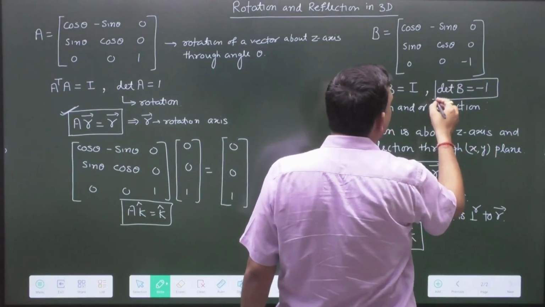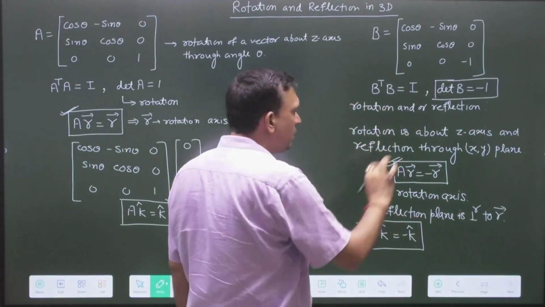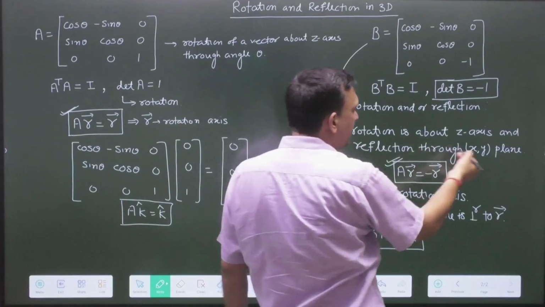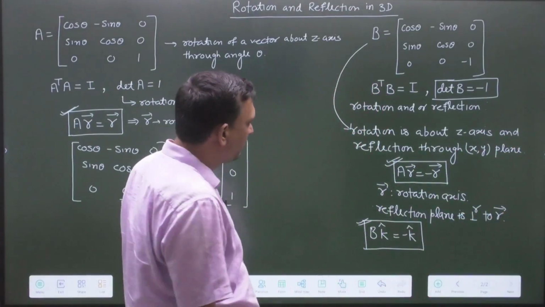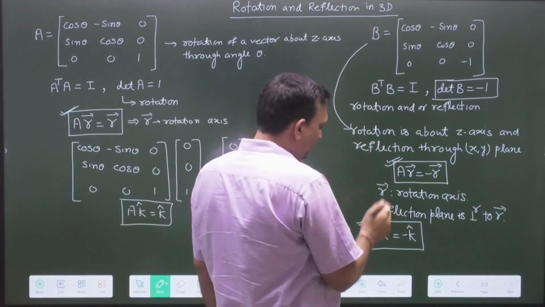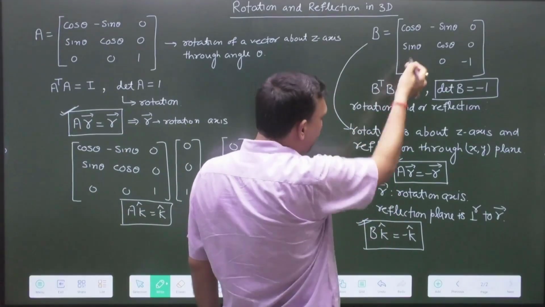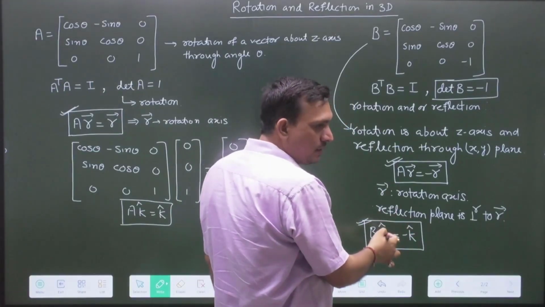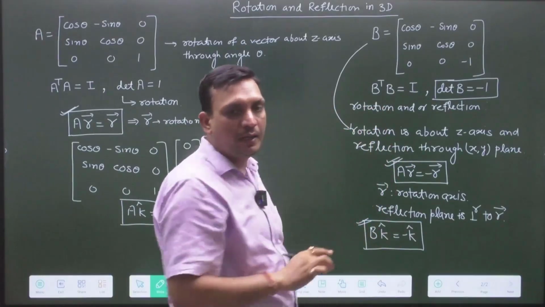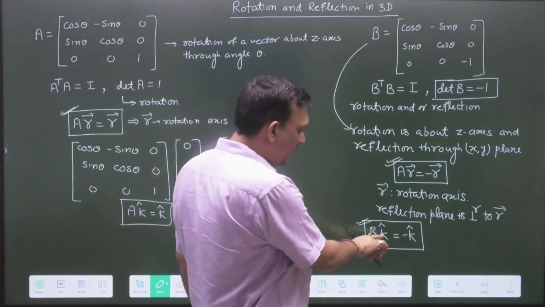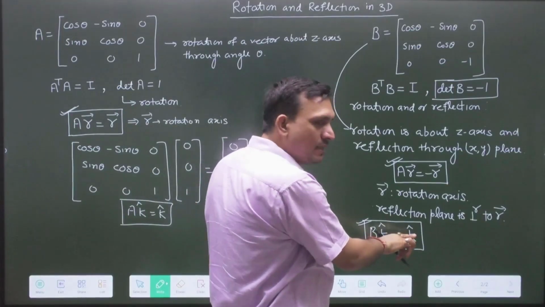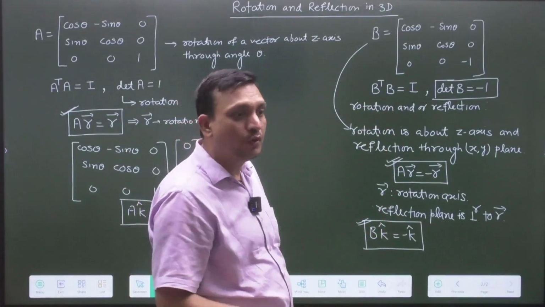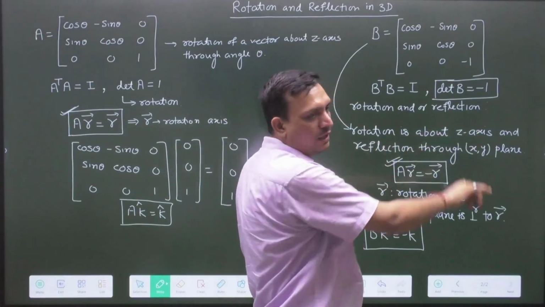If determinant B is -1, how to check? There will be rotation or reflection, and in this case rotation is about the Z axis and reflection is through the XY plane. Okay? Because if you operate this on K cap, you are getting minus K cap. So if there is rotation, it will be about the Z axis, and the Z axis is perpendicular to the reflection plane. So what will be the reflection plane? The XY plane is the reflection plane.